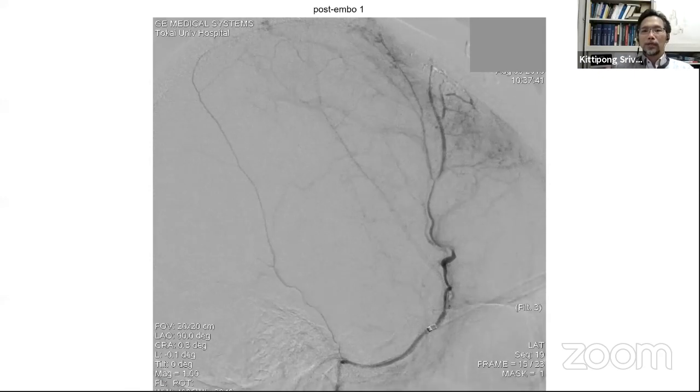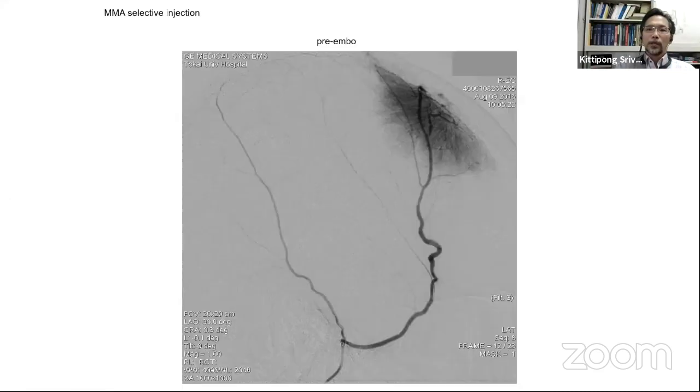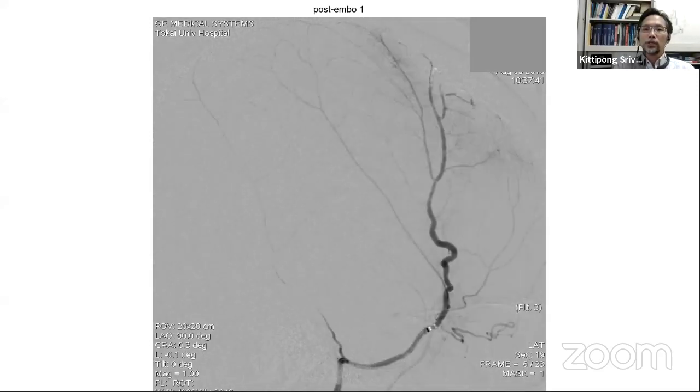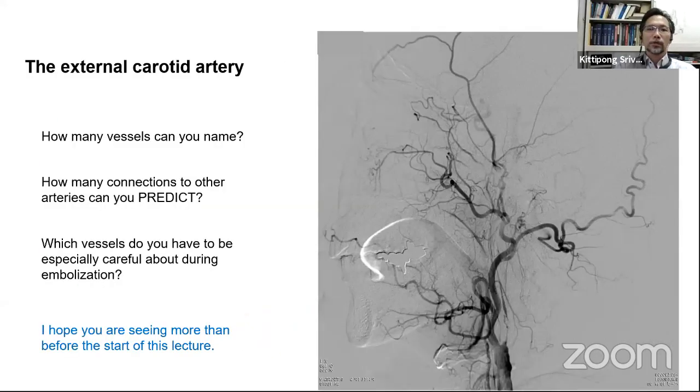You have to have your catheter over there, with a little bit of pressure injection, just to opacify this one. It wasn't shown in the previous picture. So sometimes you don't see every connection, okay? But you have to be able to predict where they are, to have your catheter at the best position and use the materials you think are safe according to the anatomy that you learned. So you recall this one, and even though you don't see it in this picture, you know where to be careful. So that's what anatomy is for.